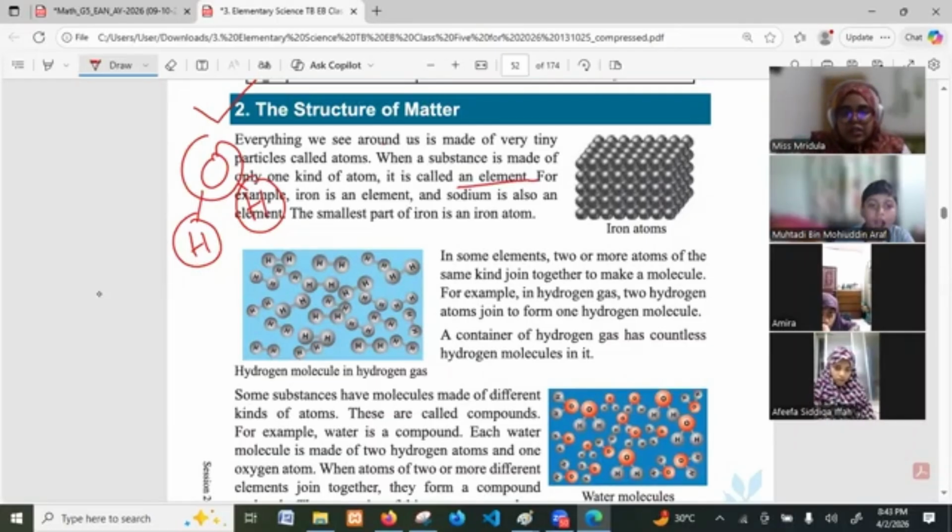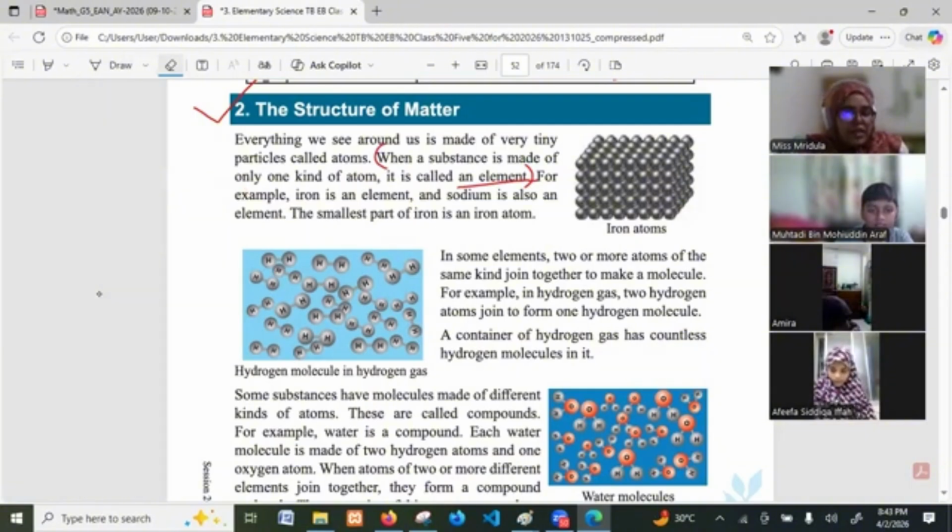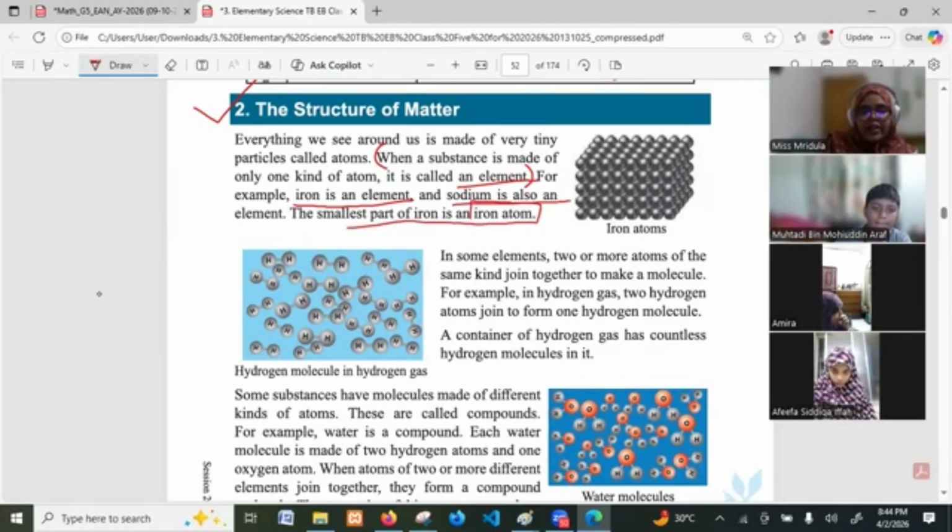So element is a very, what can I say, important definition. What's an element? As I said, in the periodic table we have all the elements. So when a substance is made of only one kind of atom, it is called an element. For example, they have given iron is an element, sodium is an element. The smallest part of iron is an iron atom. Inside iron there is only iron atom. Inside sodium you will get only sodium atoms. Nothing else you will get. So sodium, iron, gold, if you are not mixing anything with those things, then they are called elements.